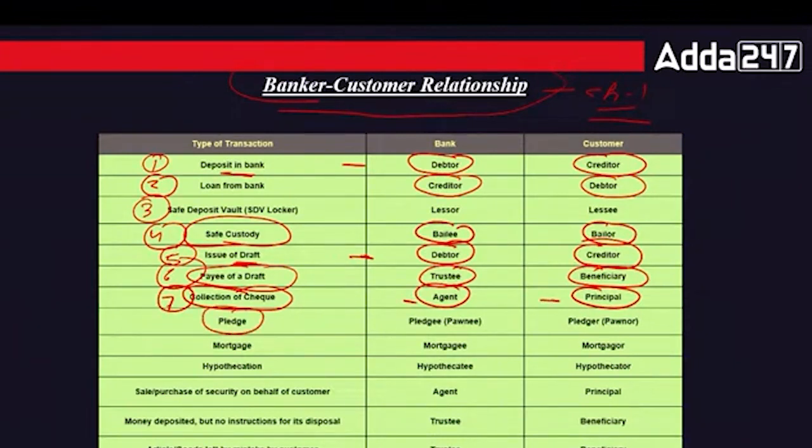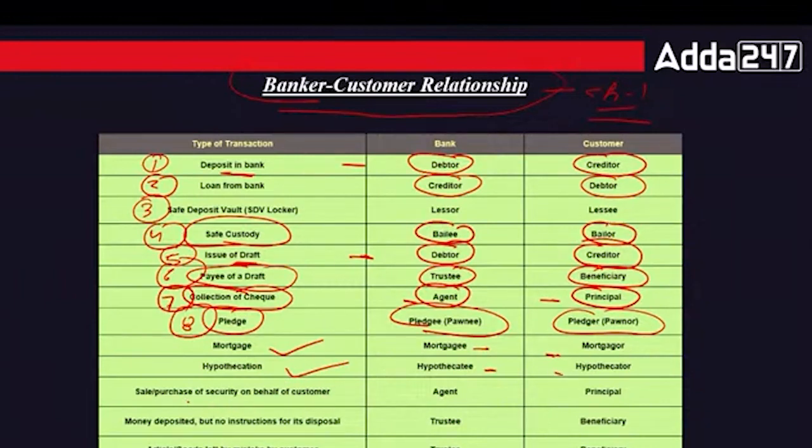In case of pledge, suppose you are pledging some item to the bank, right? Then in that case, the customer will be pledger or pawner and the bank will be pledgee. Same in the case of mortgage and hypothecation also. That is mortgagee and mortgager, hypothecatee and hypothecator.